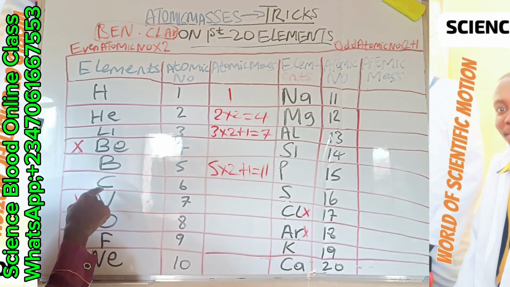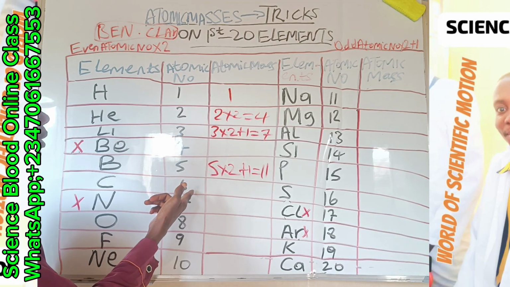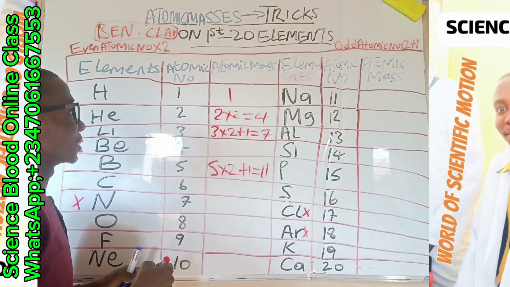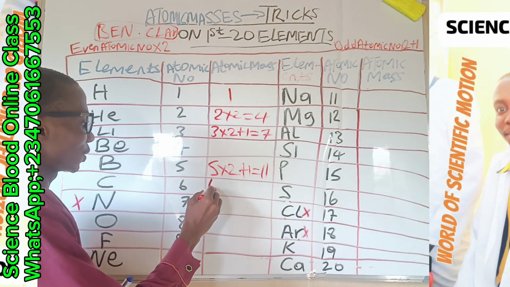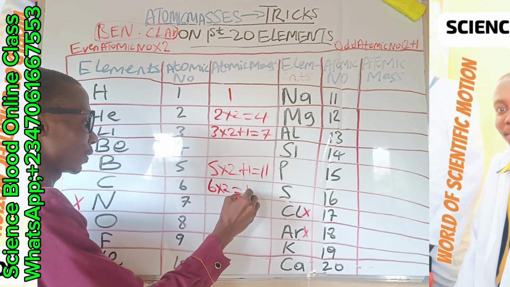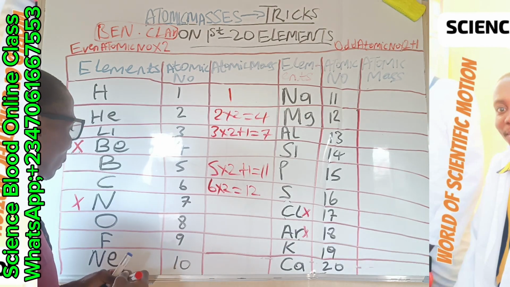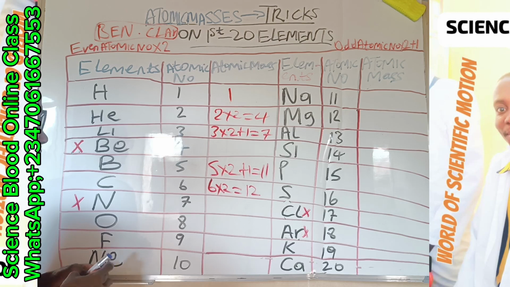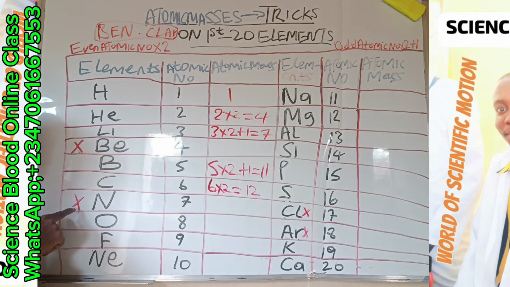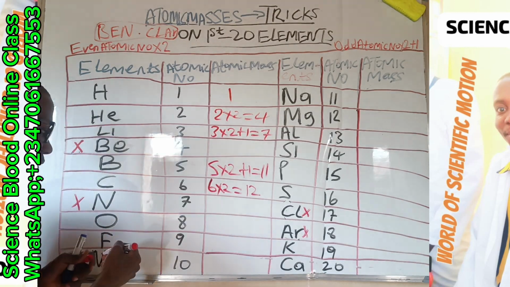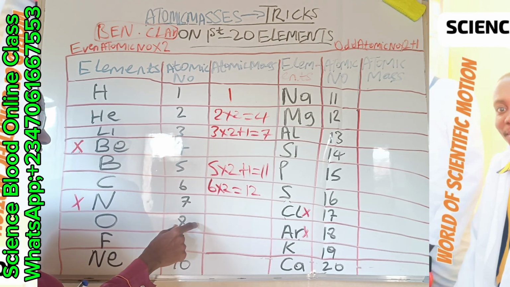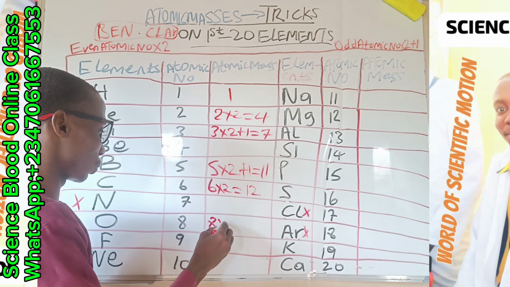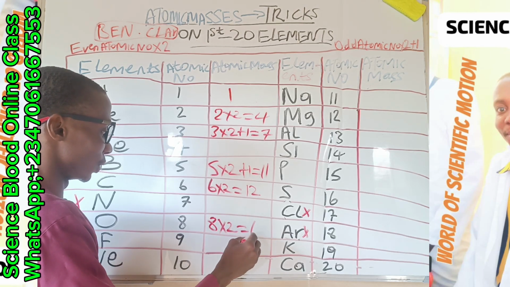Okay, now let's continue. We have carbon. The atomic number of carbon is 6, and 6 is divisible by 2, which means it's an even number. So we have 6 multiplied by 2 equals 12, and 12 is the mass number of carbon. Then coming to nitrogen, leave nitrogen there, it is an exception. I have taken it already. So let's move to oxygen. The atomic number of oxygen is 8, which is an even number. What are we going to do here? We multiply 8 by 2. That should give you 16.